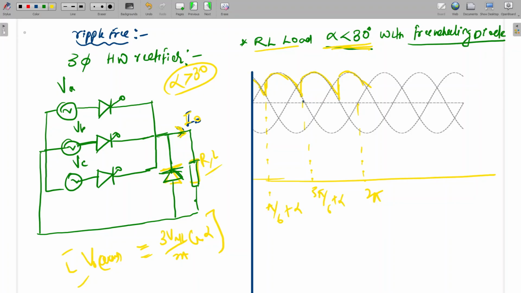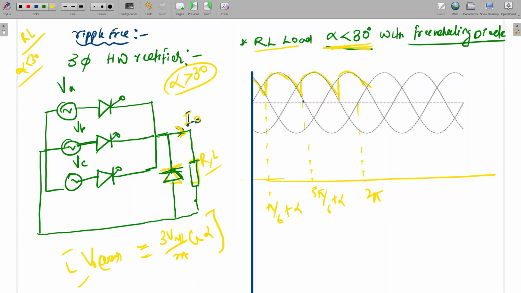See, if a question says RL load continuous conduction with freewheeling diode or without freewheeling diode, this freewheeling diode is not coming into the picture. It will come into the picture only when alpha is greater than 30 degree. So if some numerical question is there where alpha is given less than 30 degree, either the circuit will be with freewheeling diode or without, because it is not conducting here. So the same analysis will be there. Is it clear?